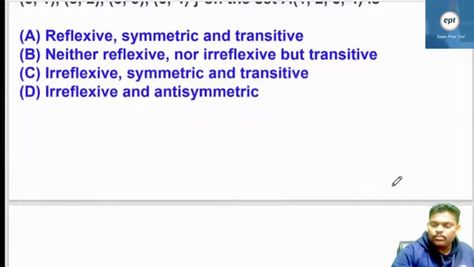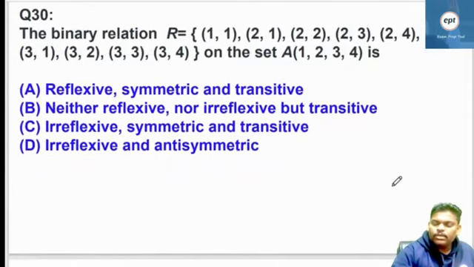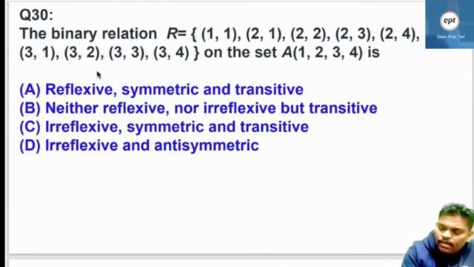Right? Now go to question number 30. The binary relation R is equal to (1,1), (2,1), (2,2), (2,3), (3,4). Something like that is given. Then what is this relation? Then R is.